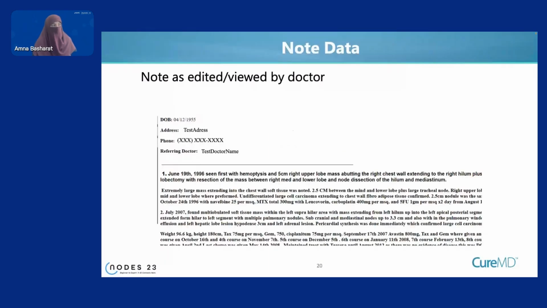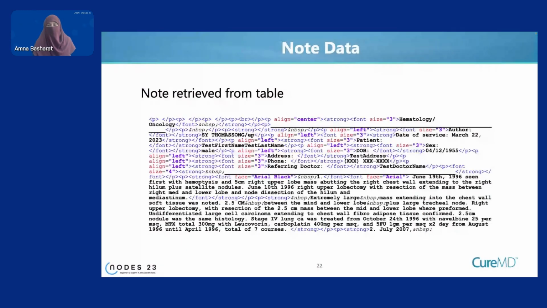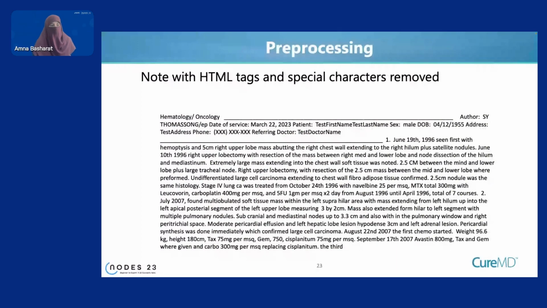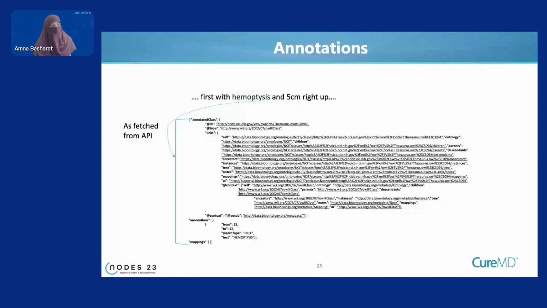So to give some more detail about this process, this is how the note is viewed or edited by a doctor. And this is how it is available to us in the data tables. And once we extract that data from the table, this is what it looks like. And once we apply some pre-processing, this is how the note goes. So going further, as I said, we use NCBO's BioPortal annotator. Basically, the National Cancer Institute provides a thesaurus, which is like an ontology which can be used for annotation. So that's what we employed. So we started going about annotating the different terms which were relevant for us within those notes.